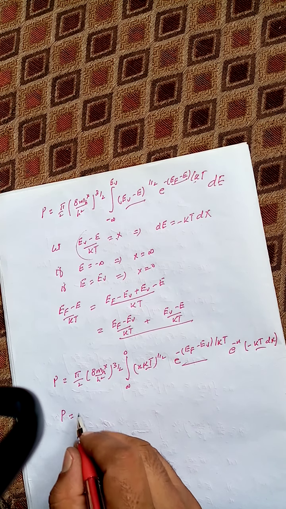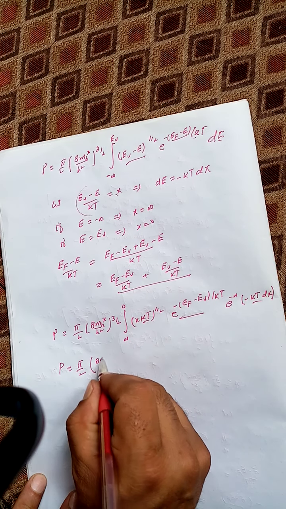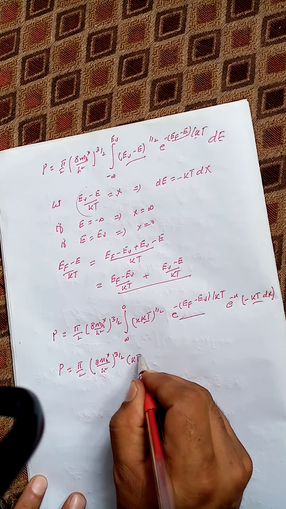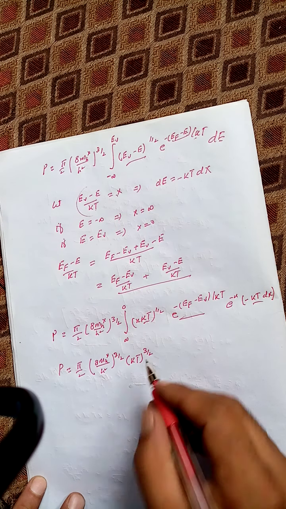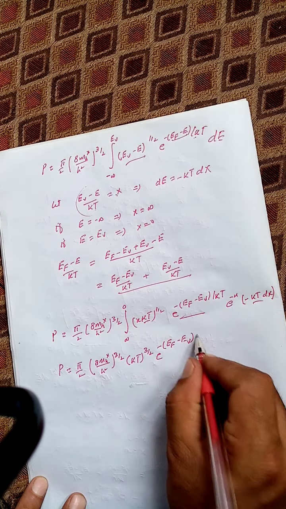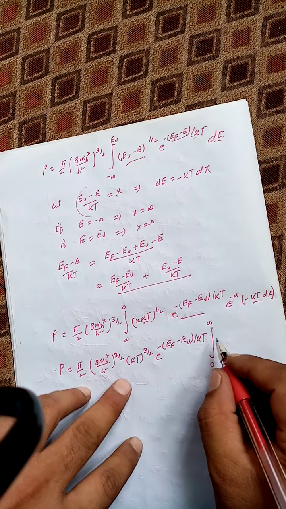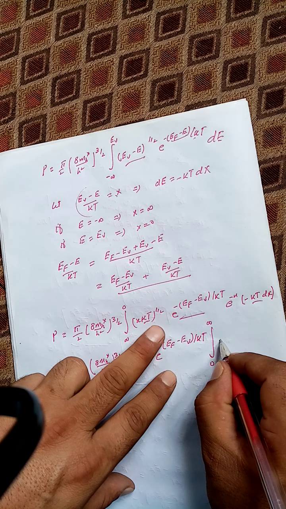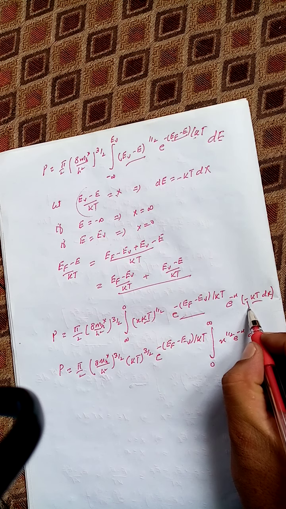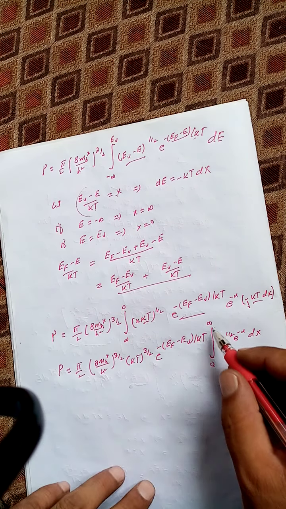So bringing the constant outside of the integral, we finally get p is equal to pi by 2, and we have (8 mh* over h square) whole 3 by 2, and we have (kT) whole 3 by 2, and we are left with this factor e raised to the power minus (Ef minus Ev) over kT, and then this integral, which is 0 to infinity, and we have x whole 1 over 2 e raised to the power minus x dx. I remove this negative sign. For that I just change the limits of integration from infinity to 0 to 0 to infinity.